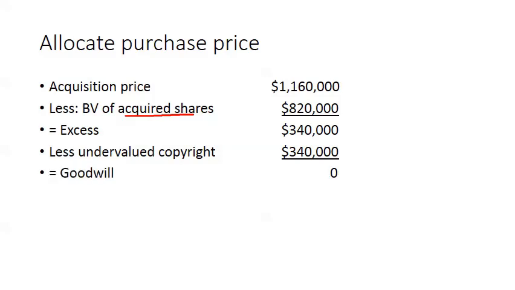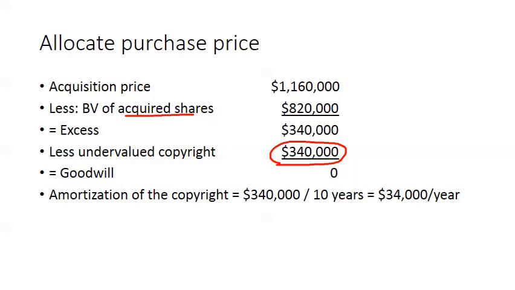Which means there is no goodwill. Now, the reason why we do this whole process is because we really need to know this number. Anything in here that's going to be allocated to a depreciable asset or an intangible asset that has a useful life or a definite life, we have to amortize. So according to the problem, we're going to take that $340,000 and allocate it over the 10-year life, or $34,000 per year. We're going to have to amortize that $34,000 a year.